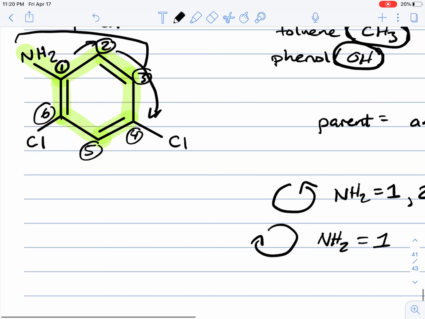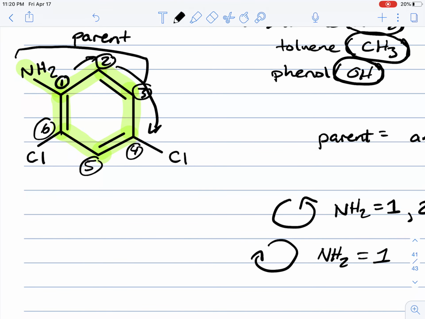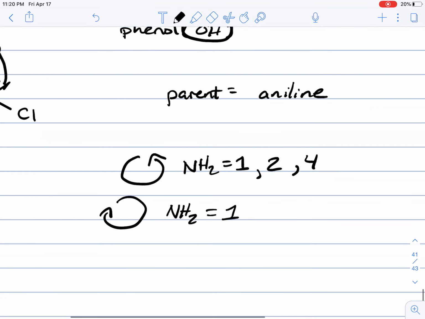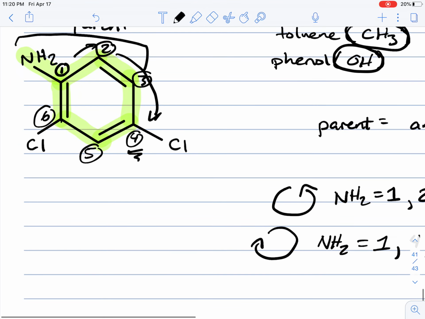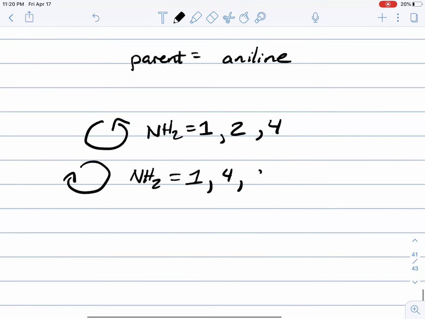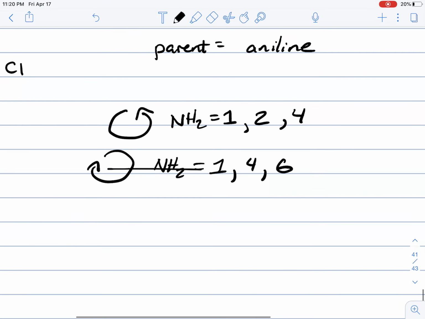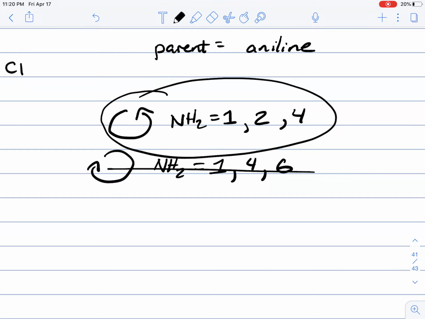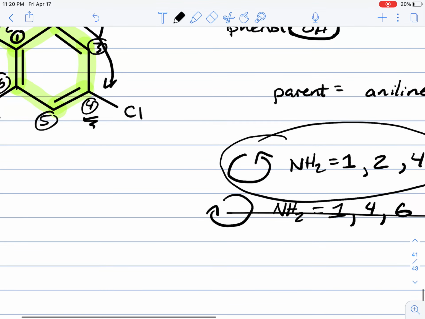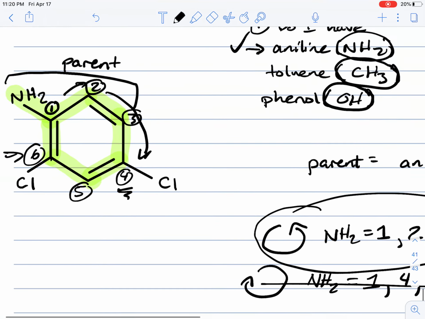Anyways, here in this case, if we go clockwise, then carbon 4 is going to represent chlorine, and carbon 6 is going to represent the other chlorine. Automatically you can already tell that 1, 4, 6, that set, is going to be much higher. When you add all those numbers up, it's going to be much higher than if you add 1, 2, and 4 together. And so it looks like the numbering of my benzene ring has to go counterclockwise.